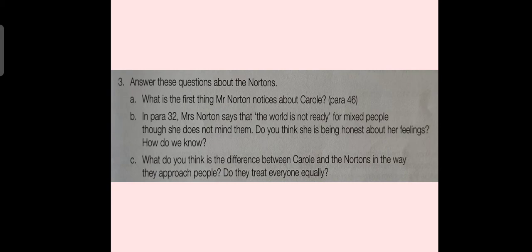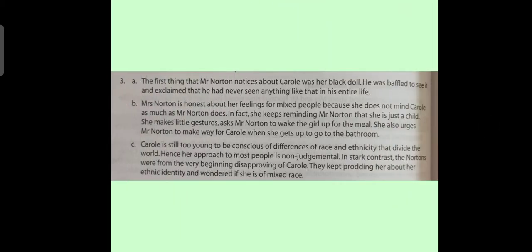Question 3. Answer these questions about the Nortons. What is the first thing Mr. Norton notices about Carol? Answer 3A. The first thing that Mr. Norton notices about Carol was her black doll. He was baffled to see it and exclaimed that he had never seen anything like that in his entire life.